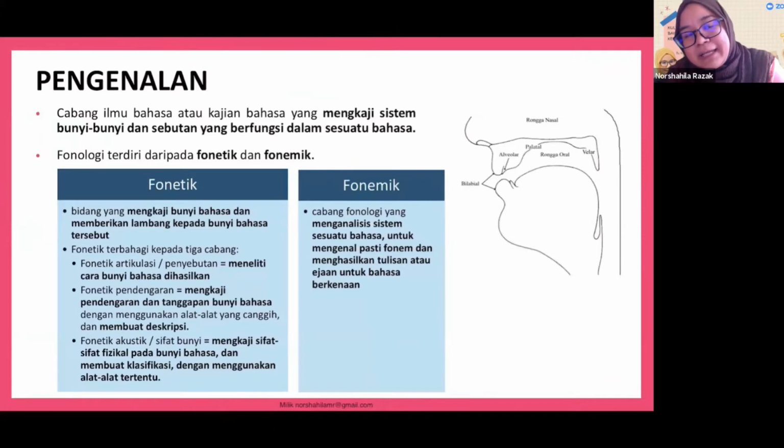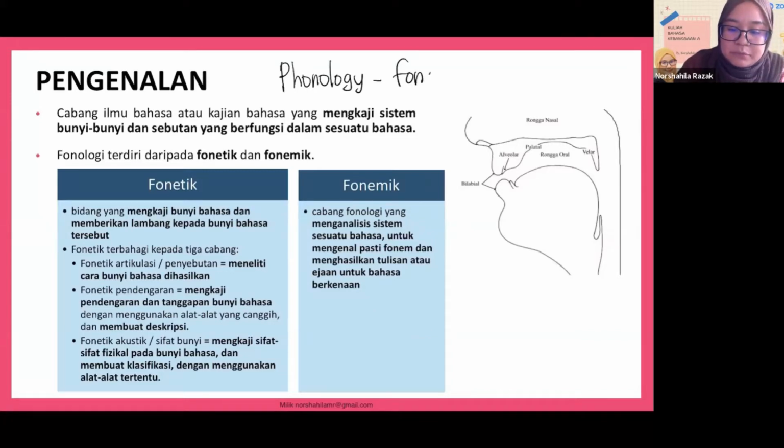Jadi sebagai pengenalan, as introduction, dalam bidang linguistik, kita ada satu bidang kita panggil sebagai fonologi. Dalam bahasa Inggeris, dalam bahasa Melayu. Okay. Jadi bidang fonologi ini adalah bidang yang mengkaji tentang bunyi. Okey, nampak kat sini kan perkataan fon.